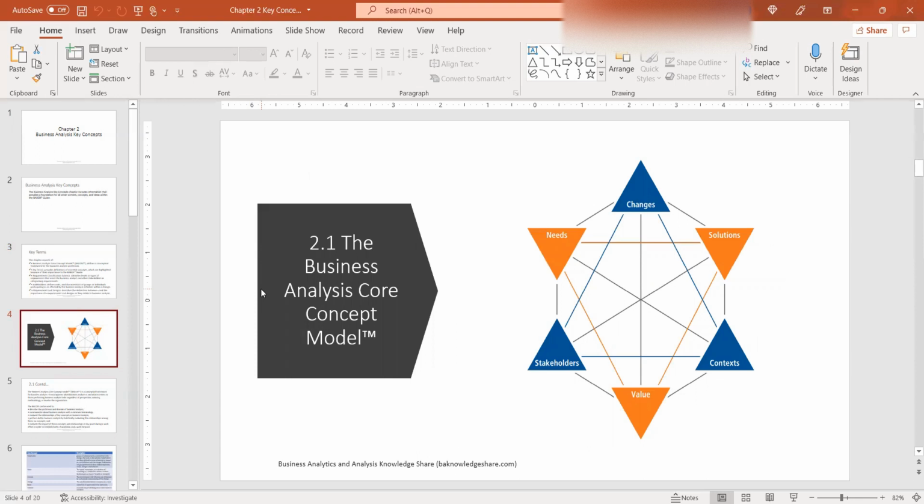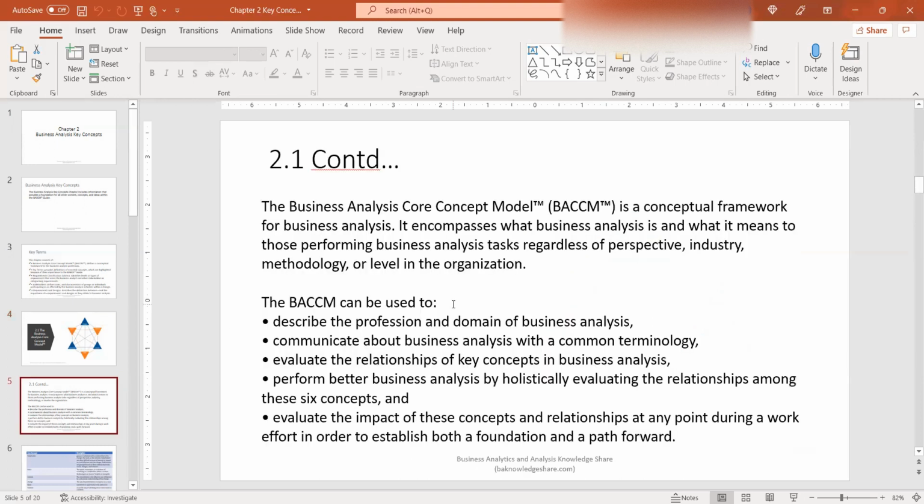Let's go into the business analysis core concept model. As you can see in this presentation, there are 6 business analysis core concepts within that model. Number 1 is changes, needs, solutions. Then you go into stakeholders, context, values, and each one of these terms are connected or interrelated with each other. So to define them a little bit further, let's look at the next slide.